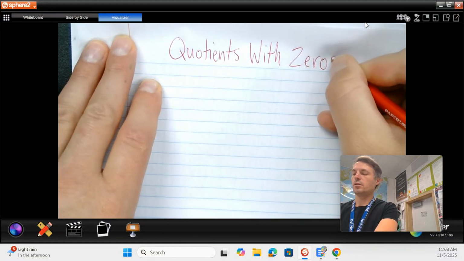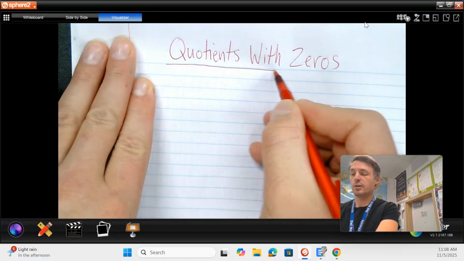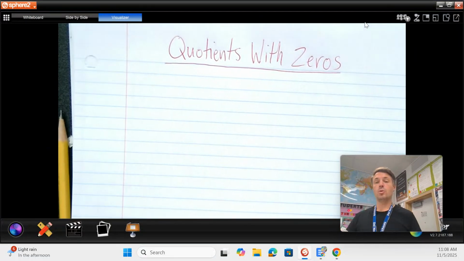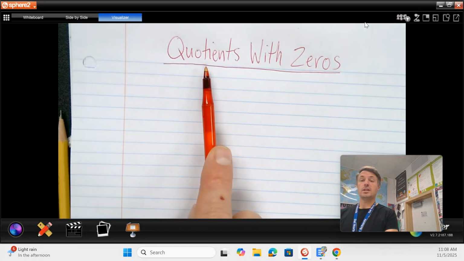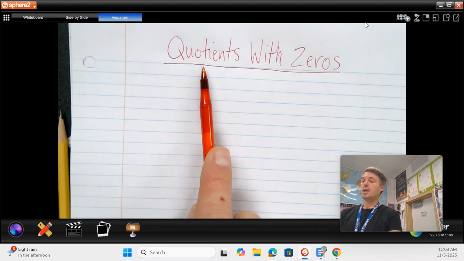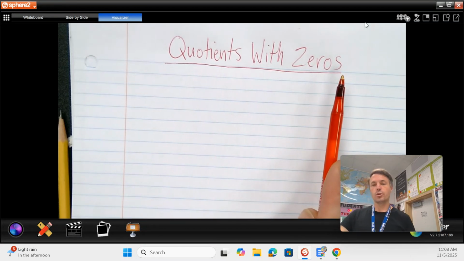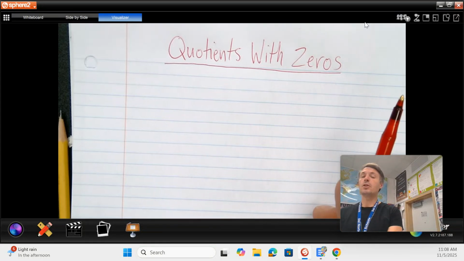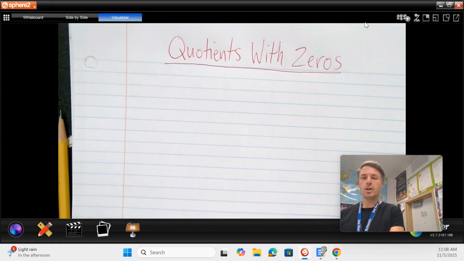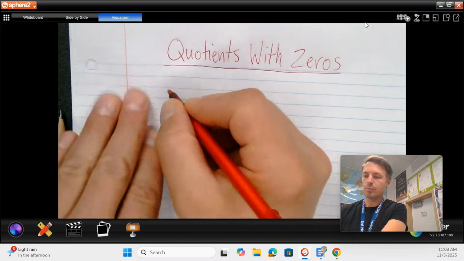So, as you can tell from the title, quotients, we're going to be dividing today, and we're going to be doing long division today. You can tell that because the quotient is the answer to a division problem, and the with zeros part means we're learning what to do in a very specific situation that often comes in the middle of a long division problem. So the easiest way to see what this lesson is about is just to do some example problems together.